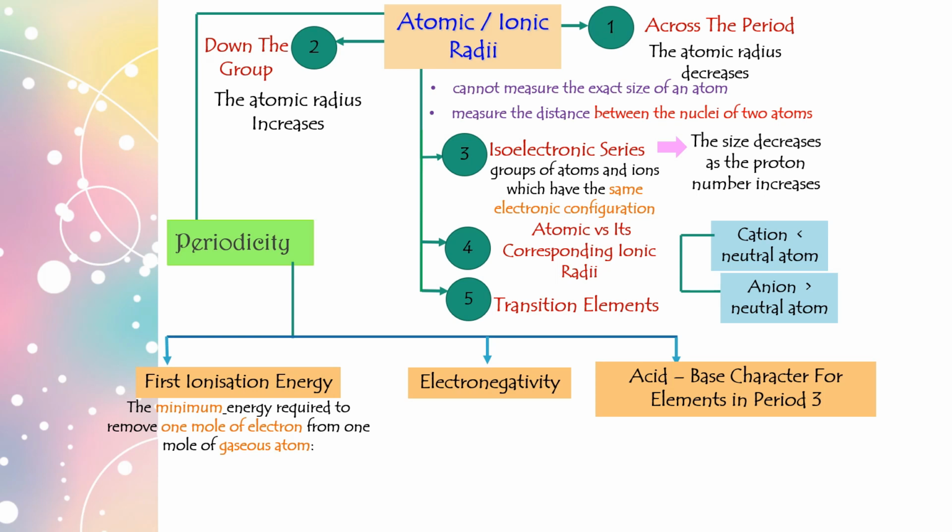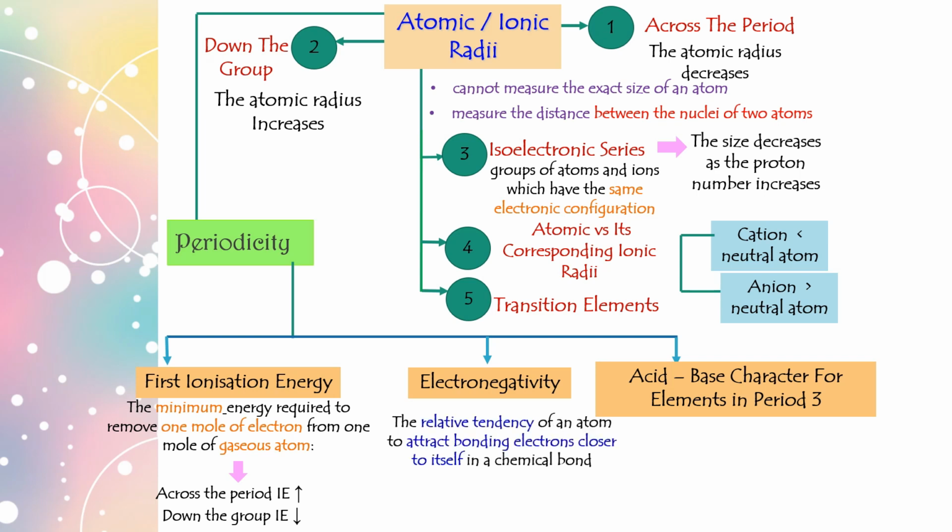First ionization energy is defined as the minimum energy required to remove 1 mole of electrons from 1 mole of gaseous atoms. Generally, across the period, ionization energy increases, and down the group, ionization energy decreases.